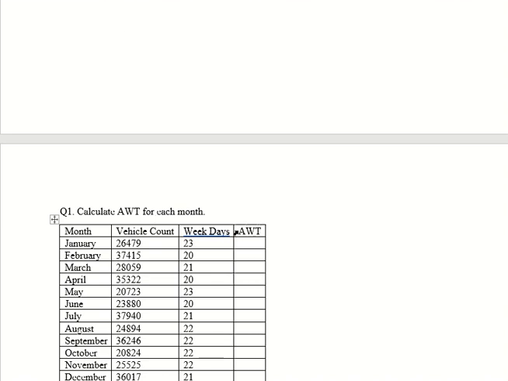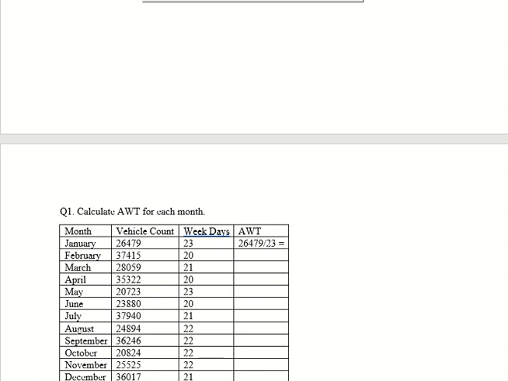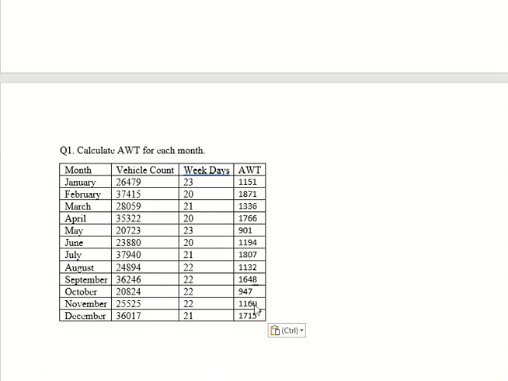For example, the traffic is 26,479 in January. The number of weekdays in January are these, and this is how you will get it. This will be done for all the months. Just divide column 2 by column 3 and that's it. These are the answers. As we do normally with flow or volume, I rounded off to the nearest integer.